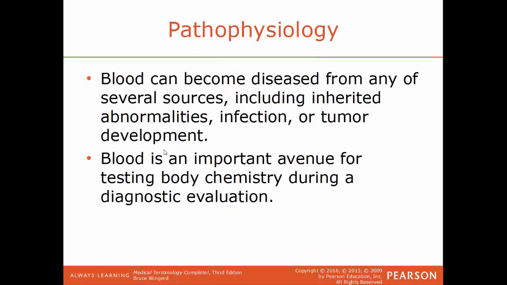Alright, now we'll talk about some pathophysiology when it comes to blood. Now blood can become diseased from a variety of sources, either from an inherited mutation or an infection or a development of a tumor. And of course the blood is a very important avenue for testing body chemistry. It is used as a diagnostic tool.